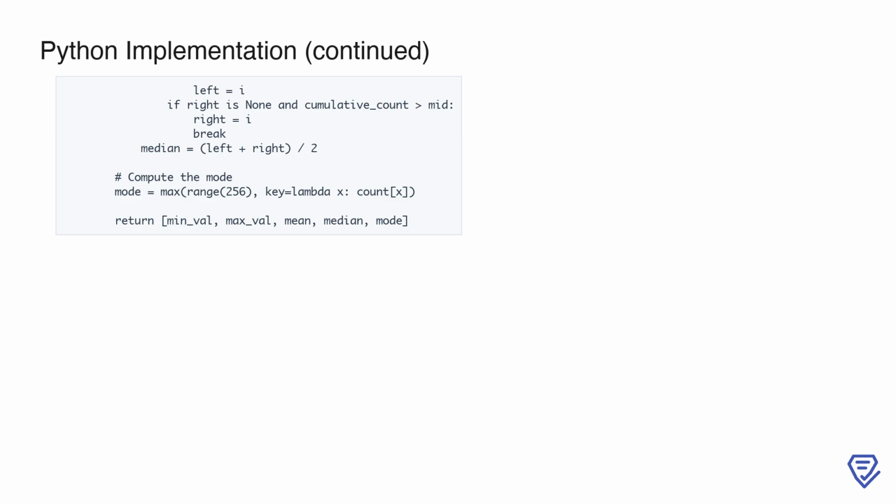Next, we compute the mode, which is the value with the highest frequency. Using Python's max function with a lambda expression, we identify the index in the count array that corresponds to the maximum frequency. Finally, the function returns a list containing the 5 statistical metrics: the minimum value, the maximum value, the mean, the median, and the mode. This comprehensive output provides a clear summary of the statistical properties of the dataset.